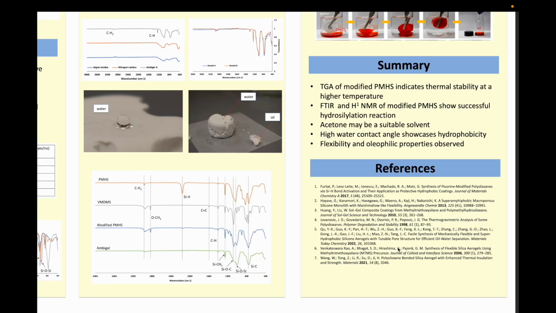In summary, the TGA showed that the modified PMHS had a thermal stability to a higher temperature than its precursor. The FTIR and proton NMR of the modified PMHS showed a successful hydrosilylation reaction. The solubility studies indicated that acetone may be used as a solvent in these gels. A high water contact angle was observed, which shows the hydrophobicity of these gels. The compressibility and flexibility of these gels was seen, as well as the oleophilic properties.